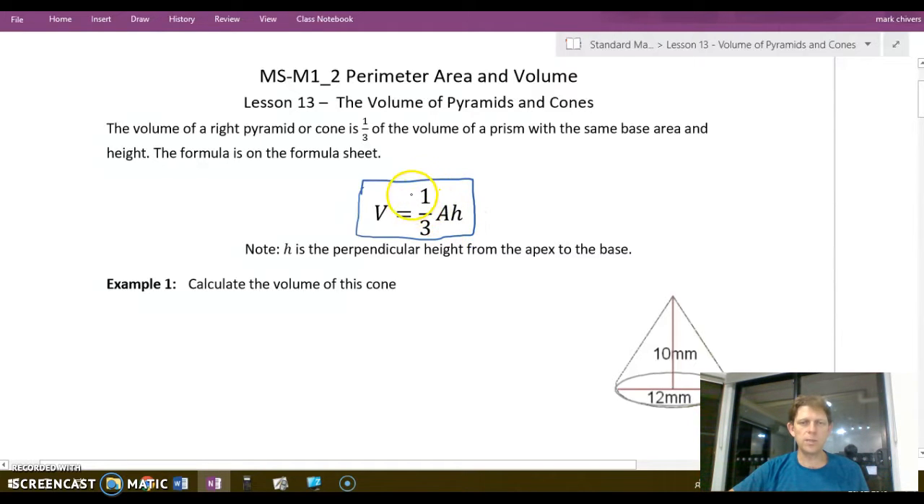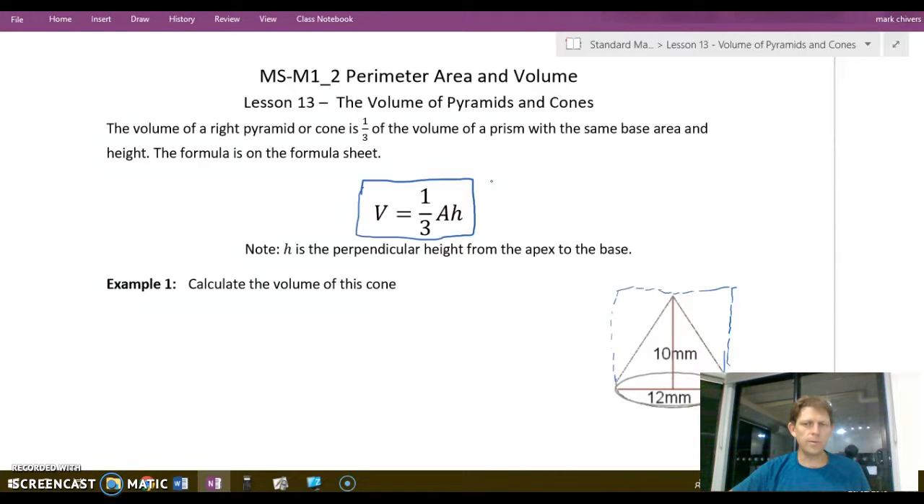In this particular case, we do that, but we multiply it all by a third, because if you could imagine a prism, like a cylinder here, this cone ends up taking about a third of the space that the cylinder would take up around it. Not about, exactly a third of the space that it would take up around it. In standard maths, we don't have to prove that's the case, we just have to use the formula.